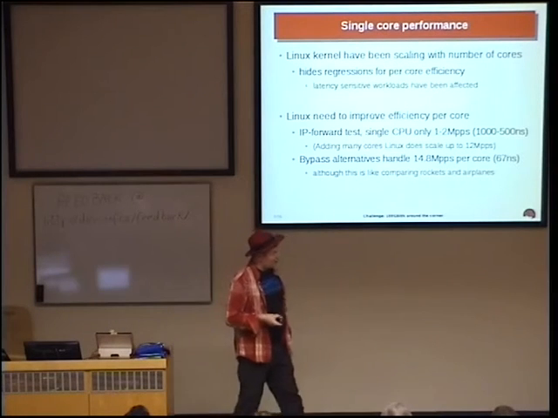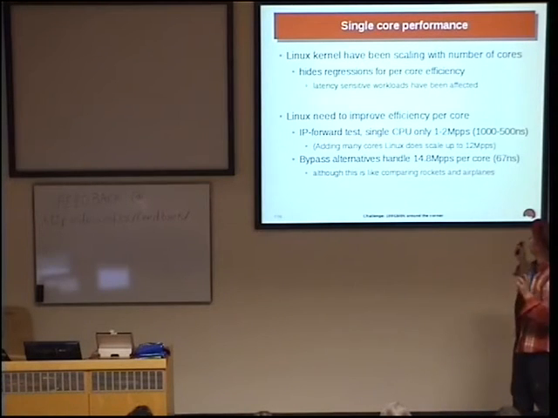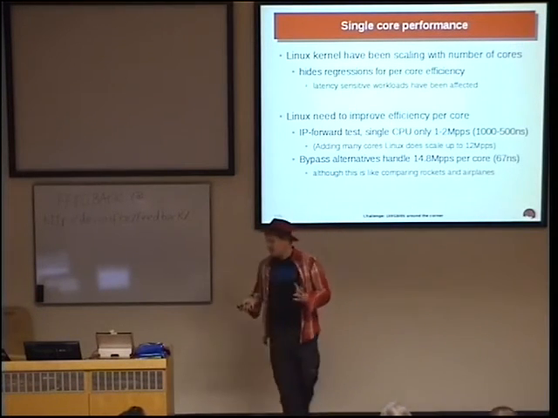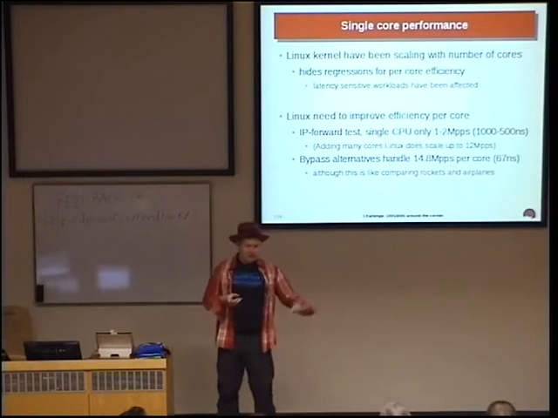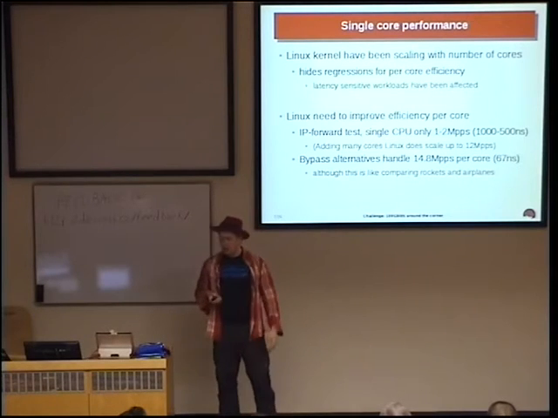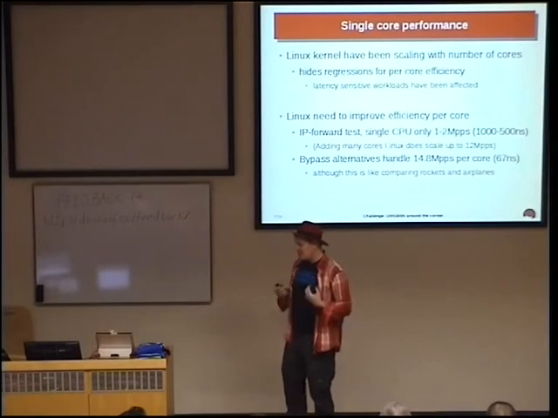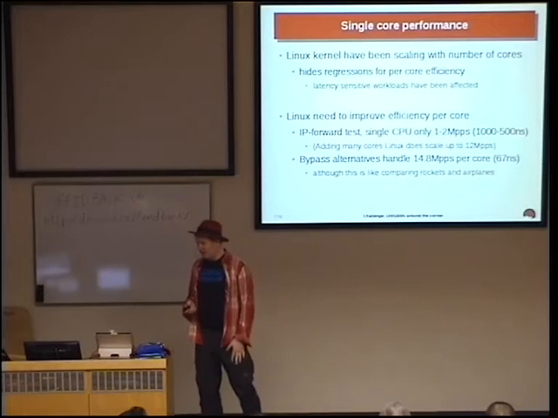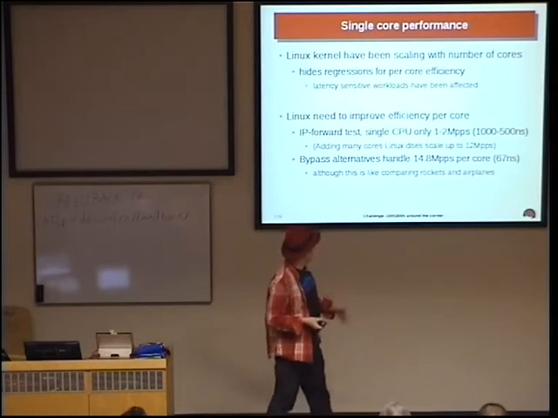So this is a little bit controversial because I'm upsetting the other kernel developers. Everybody has been working on scaling the kernel to multiple CPUs, and it's been really great. It's quite impressive work to make the system scale perfectly across several cores. That's really nice, but we've been hiding a lot of regressions in the efficiency per core. That's what I'm saying, and I also claim that by doing this we have affected the latency-sensitive workloads. So I think we should look at improving the efficiency per core.